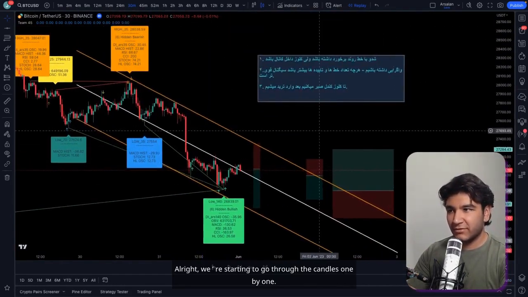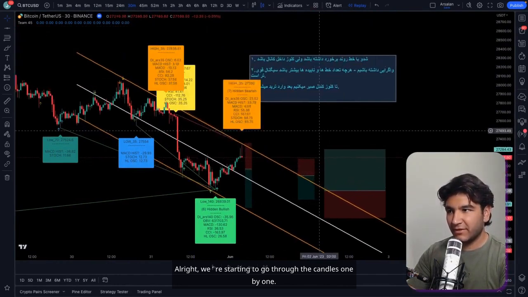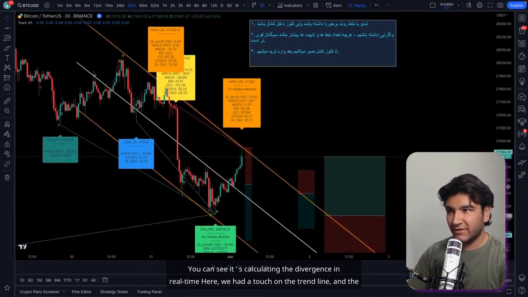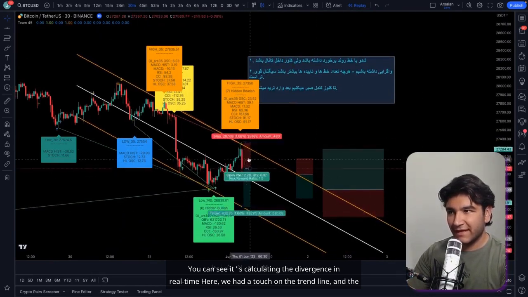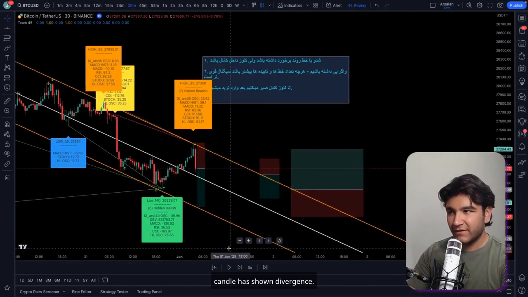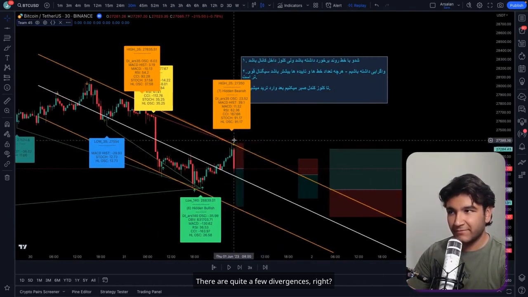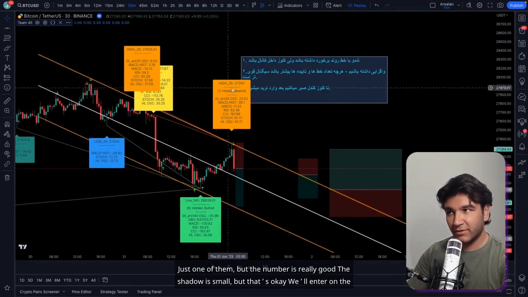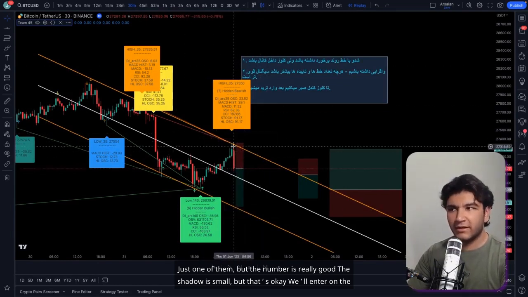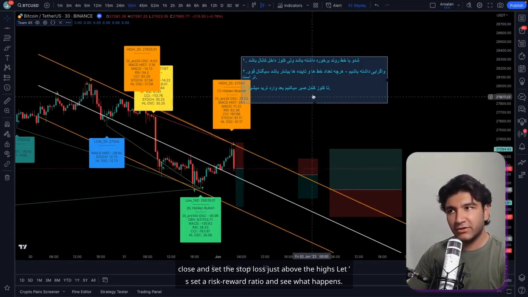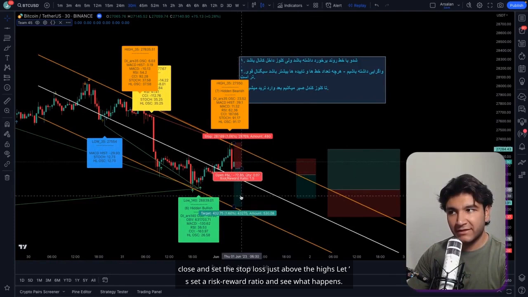Alright, we're starting to go through the candles one by one. You can see it's calculating the divergence in real time. Here, we had a touch on the trend line, and the candle has shown divergence. There are quite a few divergences, right? Just one of them, but the number is really good. The shadow is small, but that's okay. We'll enter on the close and set the stop loss just above the highs. Let's set a risk-reward ratio and see what happens.